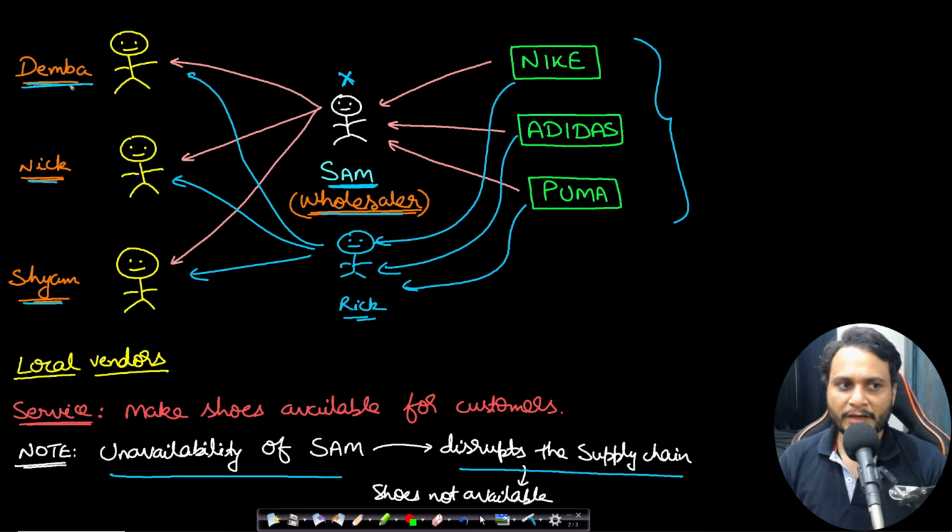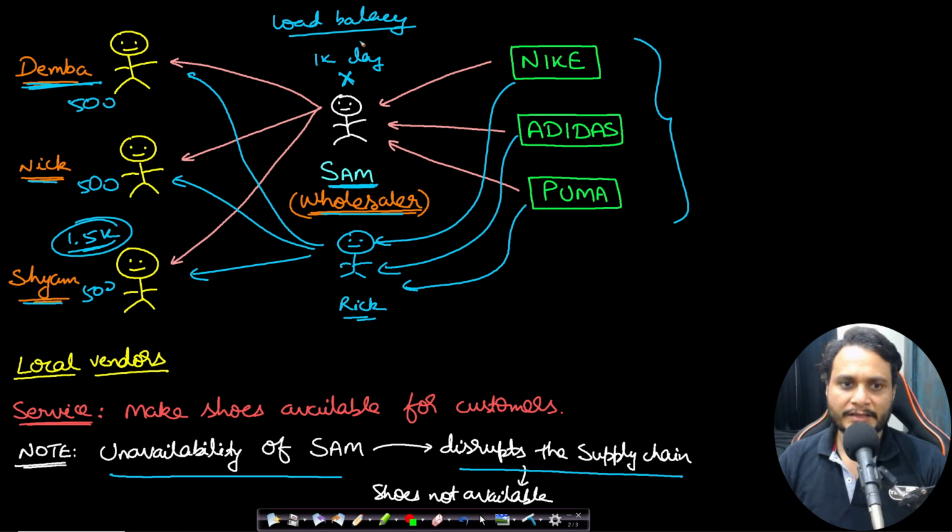Now if they need a lot of shoes, then load balancing can also happen. Load balancing means, let's say Sam has a certain capacity of giving 1000 shoes per day, but all of these vendors need 500 supply per day each. That means 1.5k supply per day. Then in that case, they can send, let's say, 750 requests to Sam and 750 requests to Rick, whatever they can handle. Let's say they both have 1k as their limit of handling the requests, right?